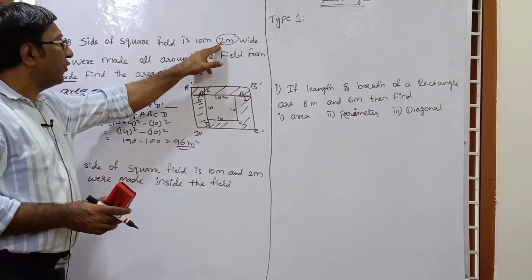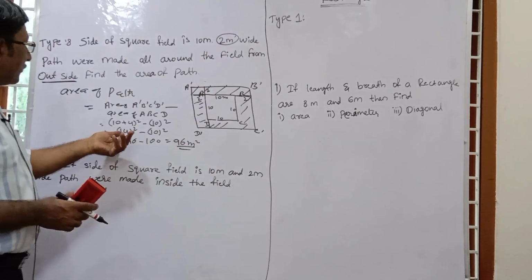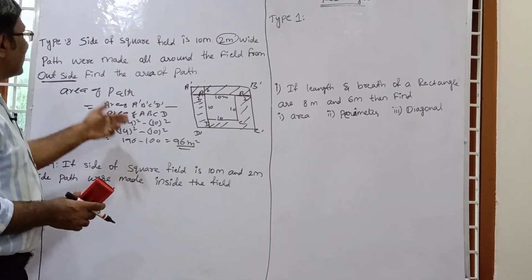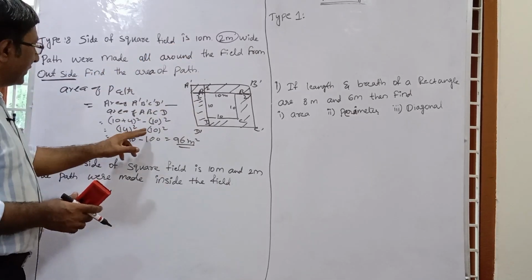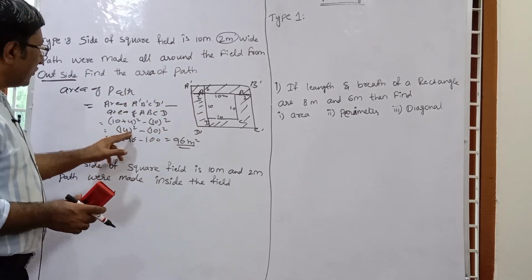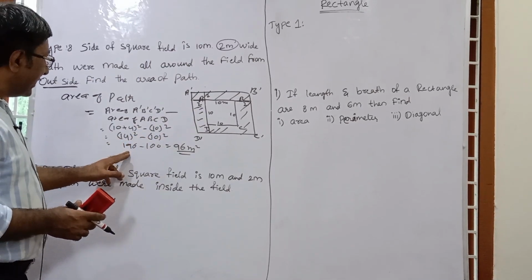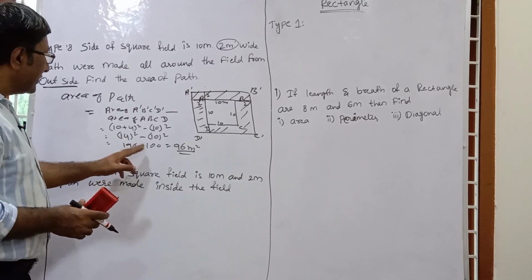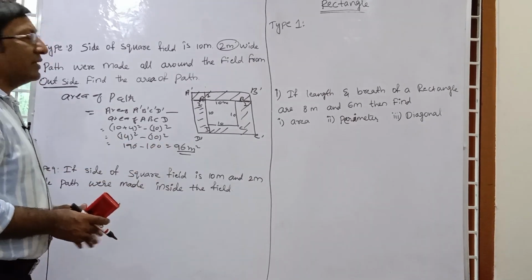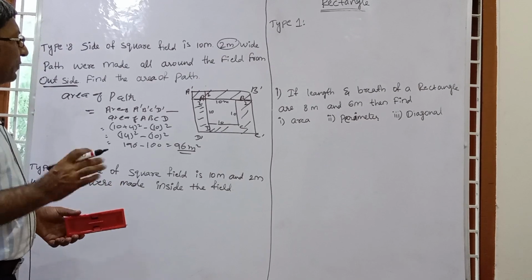So 2 twos are 4. So 10 plus 4, that is 14 square, and minus the original side 10, that is the original side square. So 14 square minus 10 square gives the right answer: 196 minus 100 is 96 square meters. So this is a very simple technique.